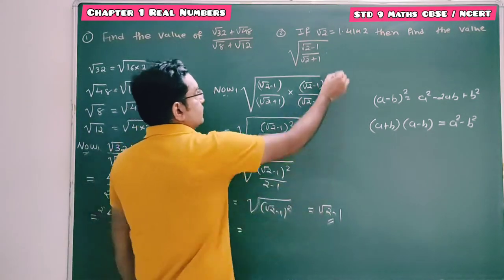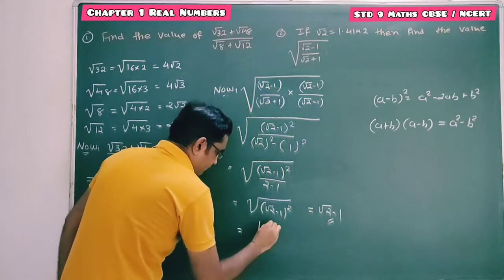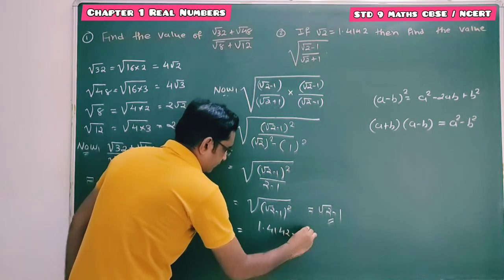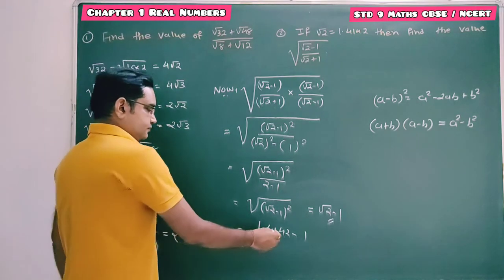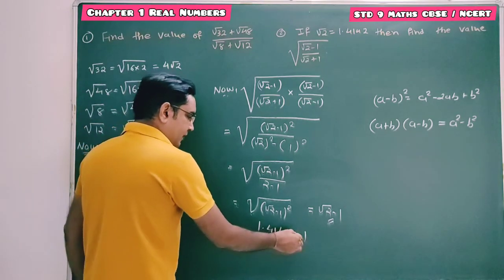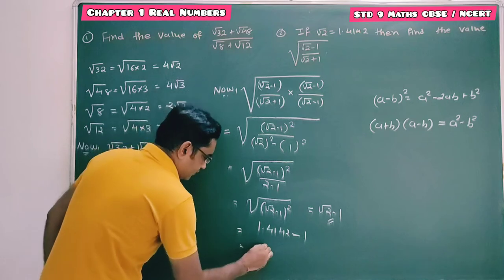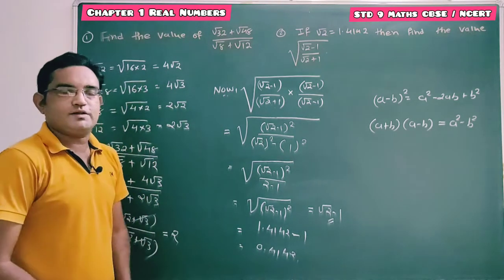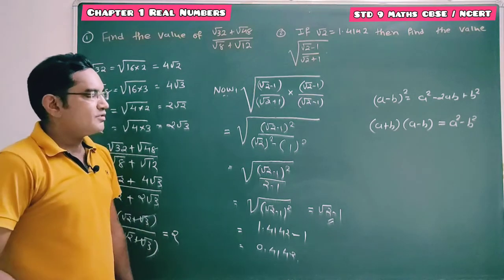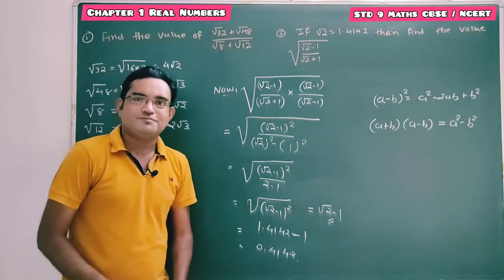What is root 2? Root 2 is 1.4142 minus 1, that is equal to 0.4142. That is the answer. Clear students? So now pause this video and note it down.